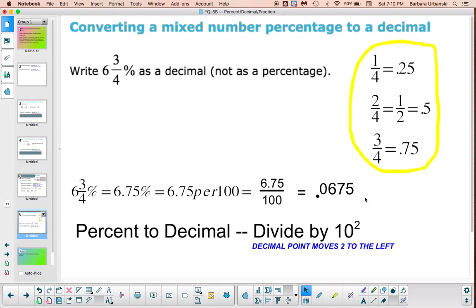0.0675. Now, you could have done that really easily if you knew that 6 3/4% was actually 6.75, if you knew that right from the get-go. Because if you did, and if you knew when it was a percent to decimal, it would be moving 2 to the left, and then you would have gone 1, 2, and you would have had the same thing, 0.0675. That's it.